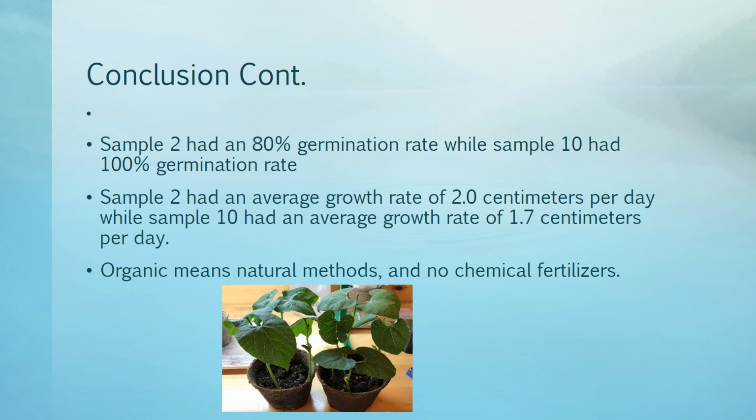Organic means natural methods and no chemical fertilizers. Sample 2 is not organic because it was treated with man-made fertilizers. The results of these two samples were interesting because they show that organic fertilizers are as good, if not better, than chemical fertilizers. Because people are trying to decrease chemicals in their lives and are willing to pay more for organic produce, this shows that farmers could make more money growing organically to increase their crops and sell them for more money.